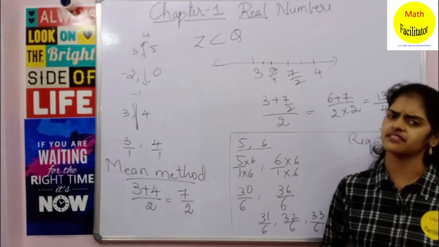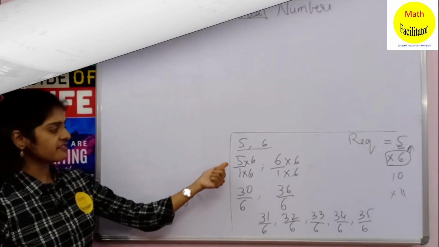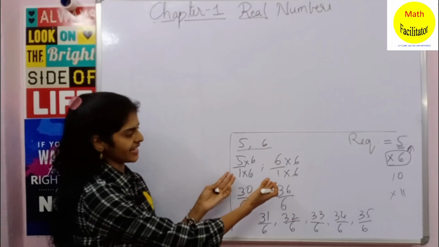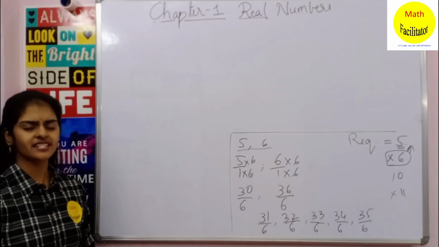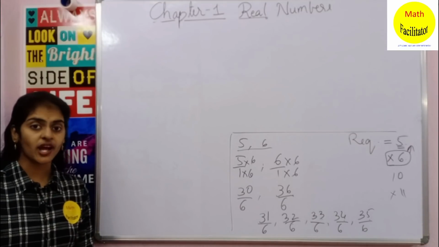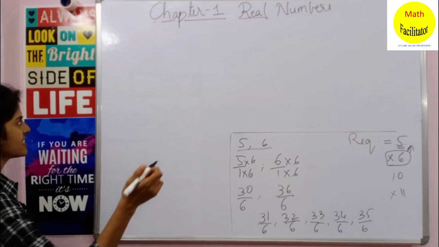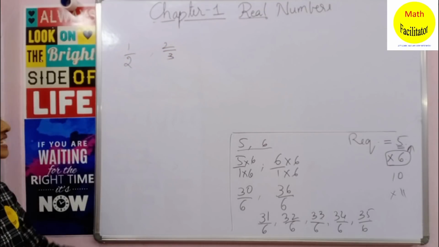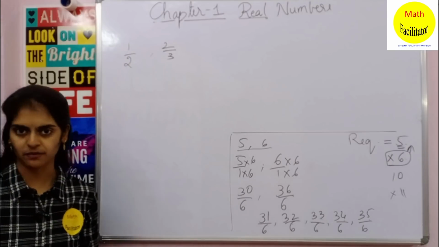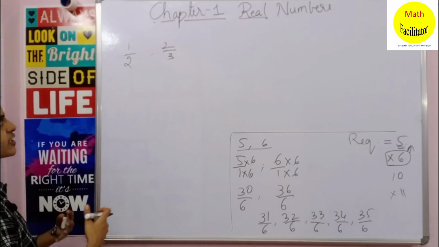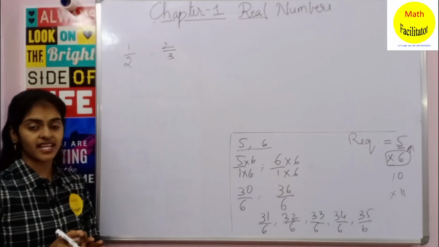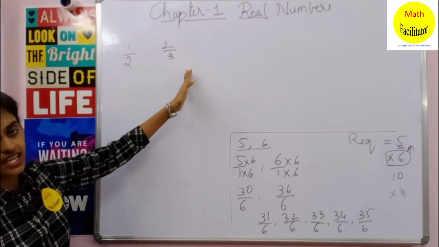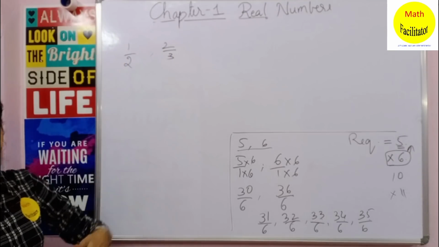Now what if we have different denominators? Let us see. Here 5 is written as 5/1, 6 is written as 6/1, which means both are like fractions, both have the same denominators. Now if a question is given to you where you have different denominators, what do you do? Suppose you have 1/2 and 2/3 and you have to insert 10 rational numbers between these two numbers, then how do you do it? Firstly you will equate the denominators. That means you will convert these unlike fractions into like fractions.